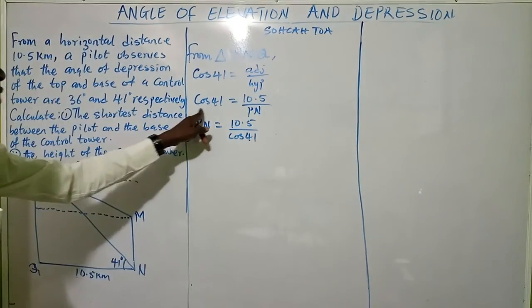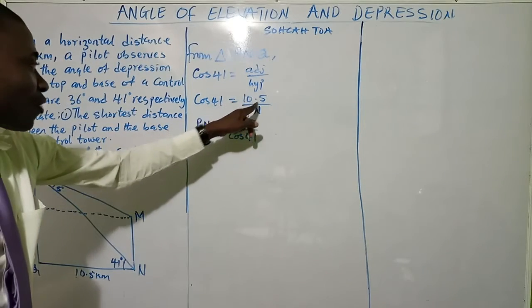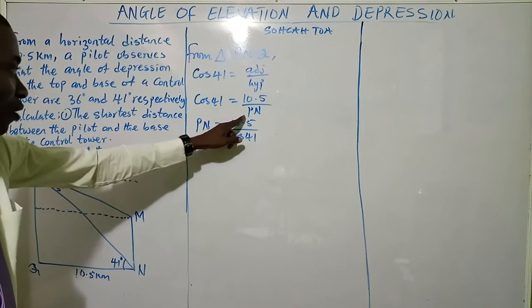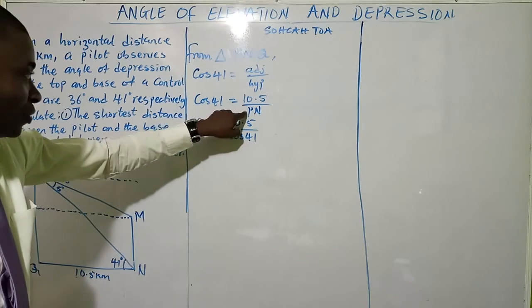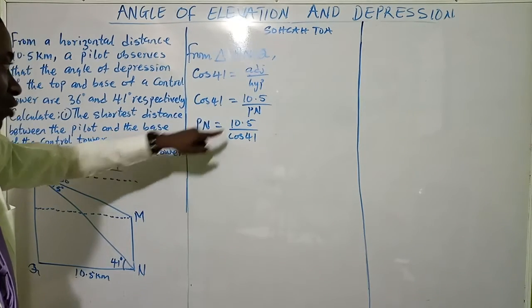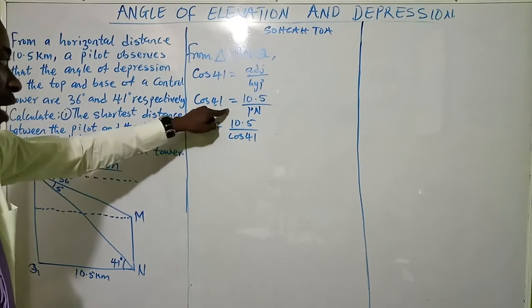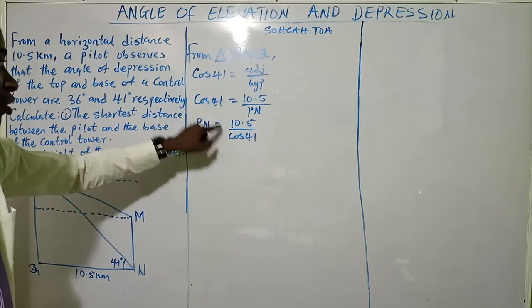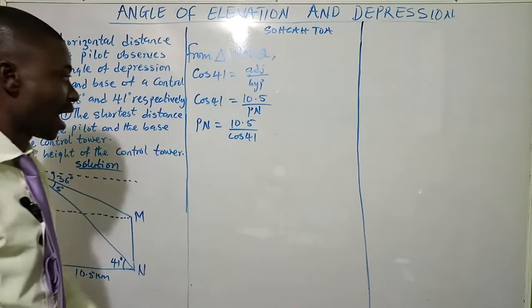Okay, this is as what? Over 1. So 10.5 times 1 will give us 10.5. Cos 41 times PN will give us PN cos 41. So what will I do now to make PN the subject of the formula? I'll divide both sides by cos 41. And that is how we arrive at this point.